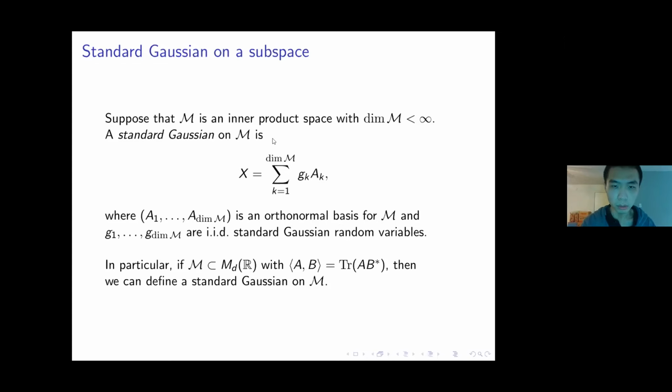An example would be to take a subspace of the space of D by D matrices, where the inner product is given by this thing: the inner product of A and B is the trace of A B transpose. With this inner product, we can define a standard Gaussian on a given subspace of the space of D by D matrices. So this is a random matrix because M is a space of D by D matrices. If we take a standard Gaussian on M, that's going to be a random matrix.